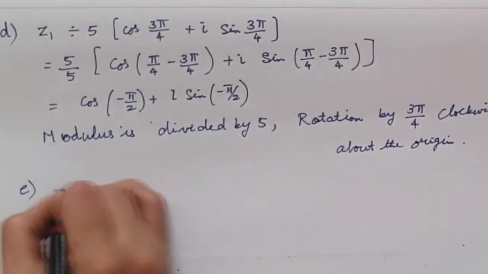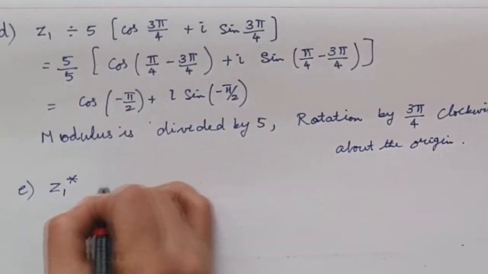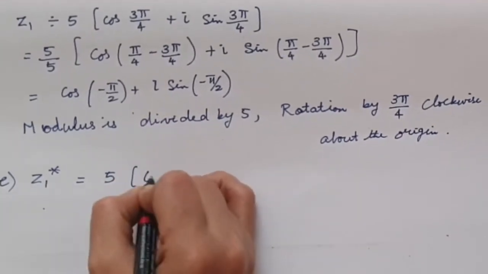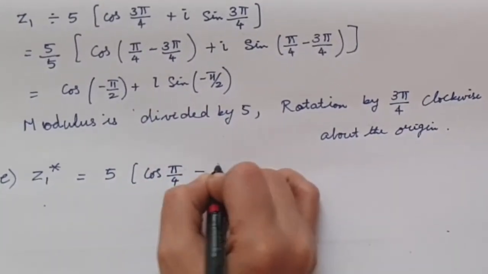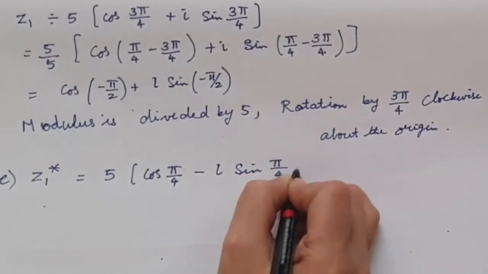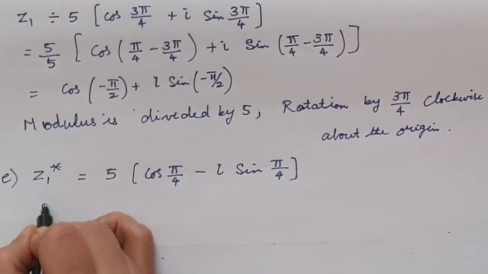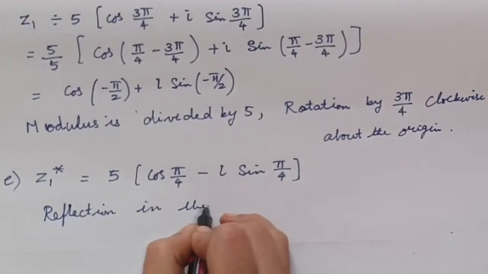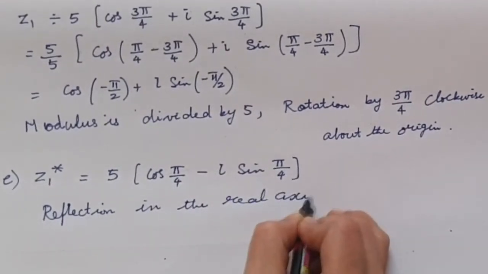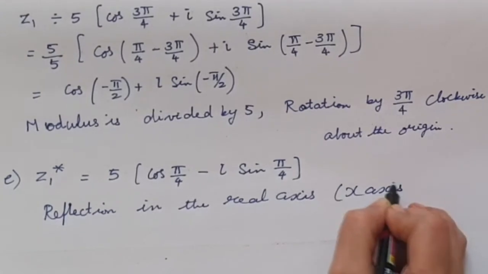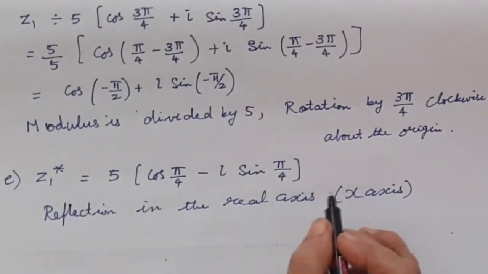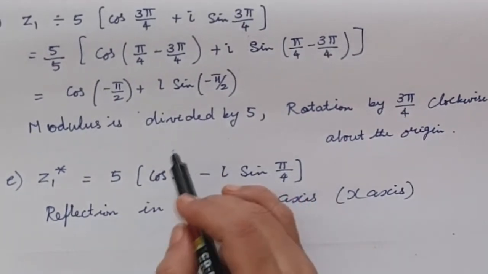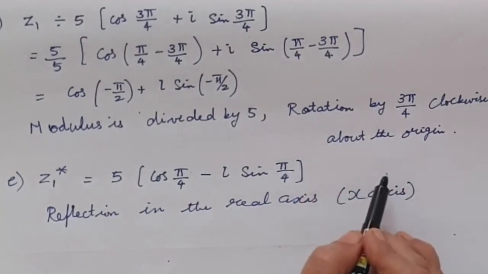Now the E part is z1 star. Z1 star will be equal to, the imaginary part alone changes the sign. So it is 5 cos pi by 4 minus i sine pi by 4. So this is nothing but a reflection in the real axis, or we can call it the x-axis. So we need to understand that when it is multiplication, it is a rotation in the anti-clockwise direction. When it is division, it is a rotation in the clockwise direction.